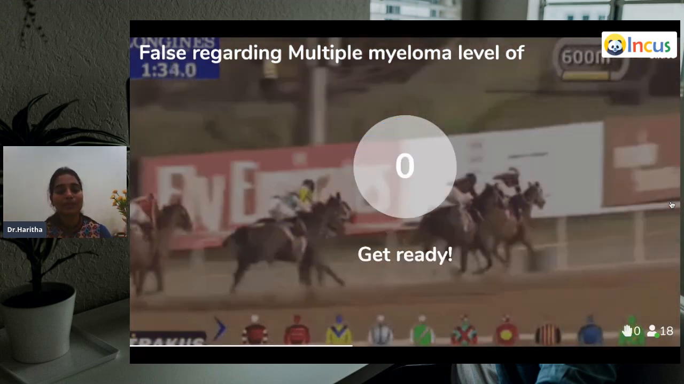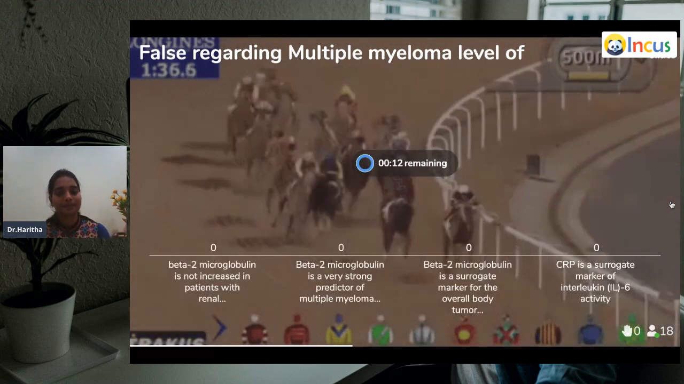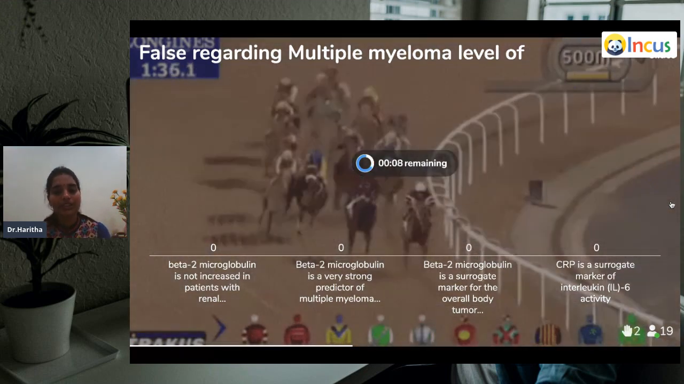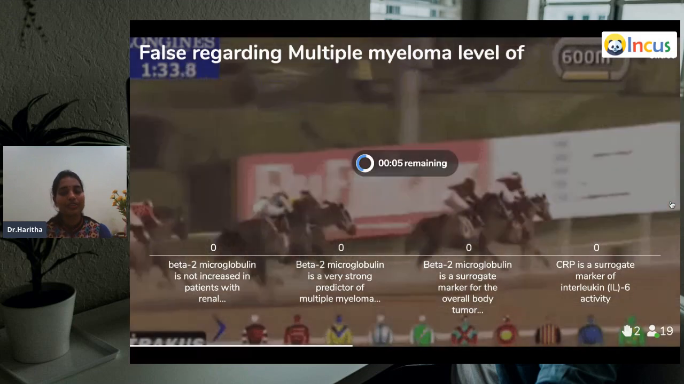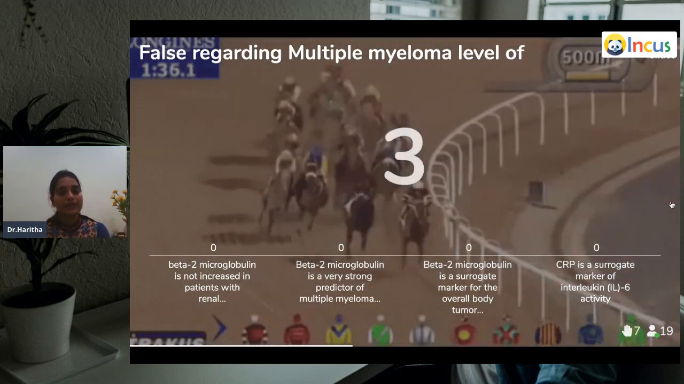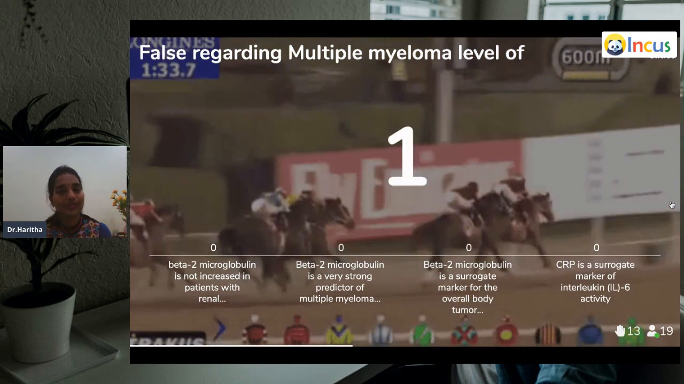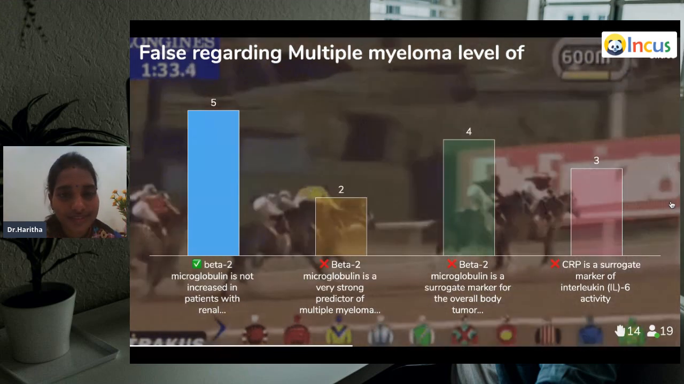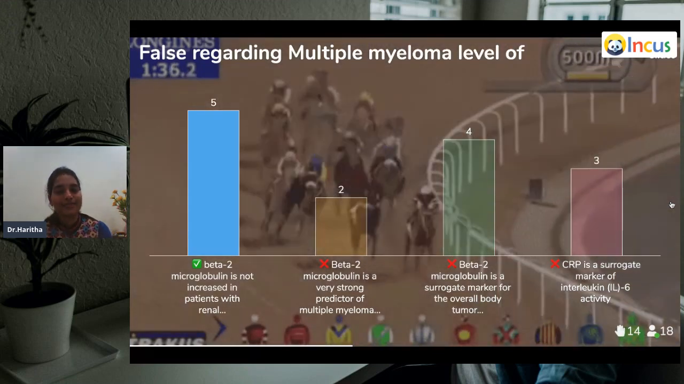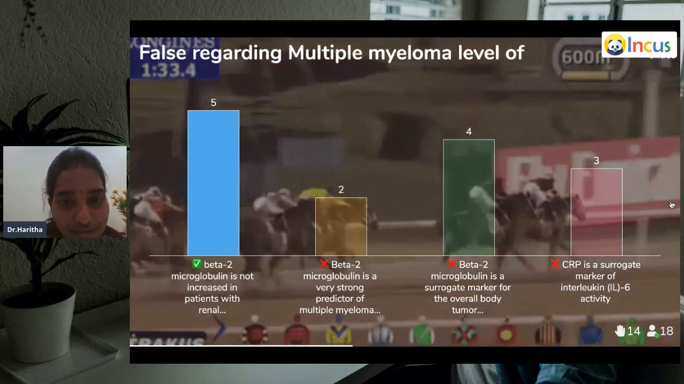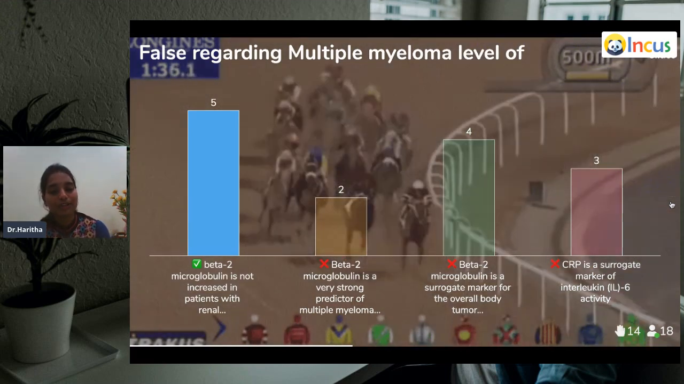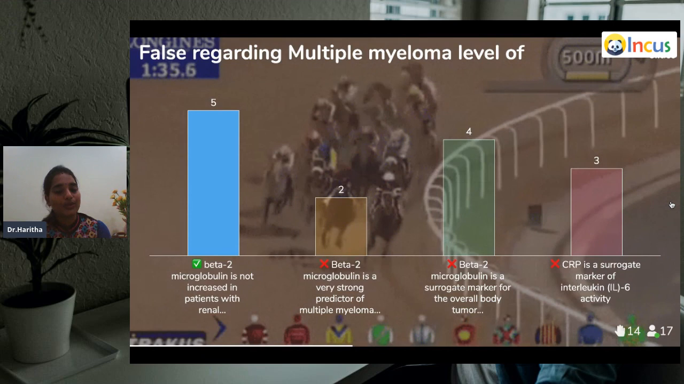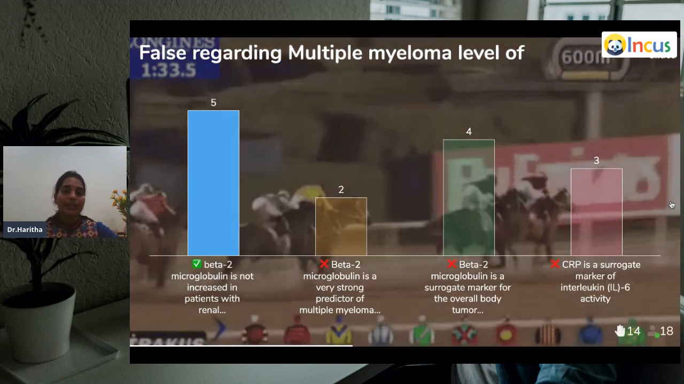False regarding multiple myeloma. So the level of beta 2 microglobulin is not increased in patients with renal insufficiency without multiple myeloma. Yes, time is up. Yes, majority of them wrote correct. It is 5. Level of beta 2 microglobulin is not increased in patients with renal insufficiency. No, that is wrong. It is actually, what is multiple myeloma?